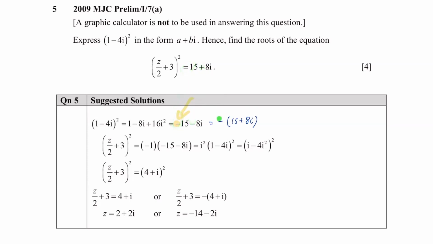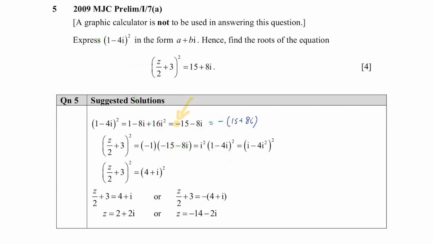Okay, but what happens when you factor a negative out? It's really just negative 1 multiplied by 15 plus 8i. So negative 1 is really just i square, right? Yeah. Why do I want to do that? Because minus 15 minus 8i, you already know that is 1 minus 4i squared. So that means you can also replace this with 1 minus 4i squared.